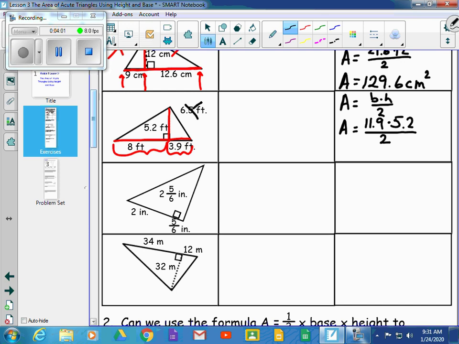Now that means this information right here is unnecessary. We do not need that. Final step, calculate and use correct units. You may use a calculator. I come up with a final area of 30.94 square feet.